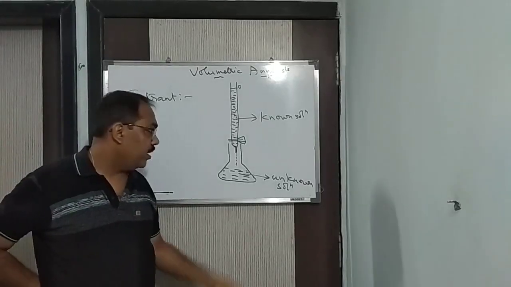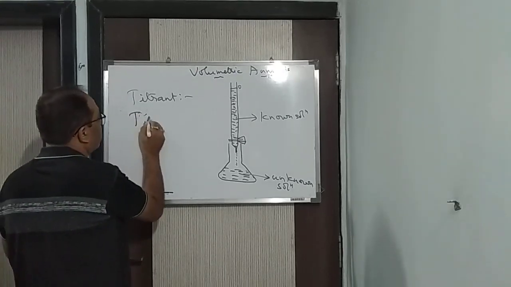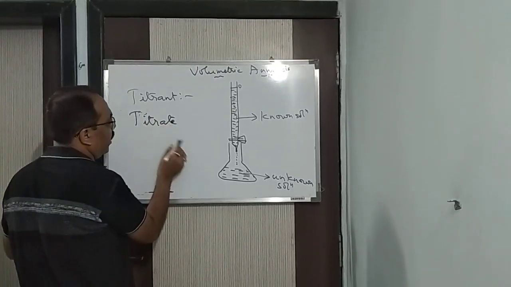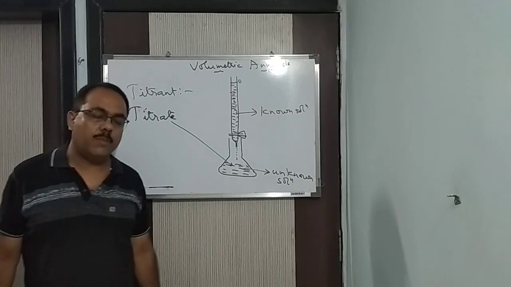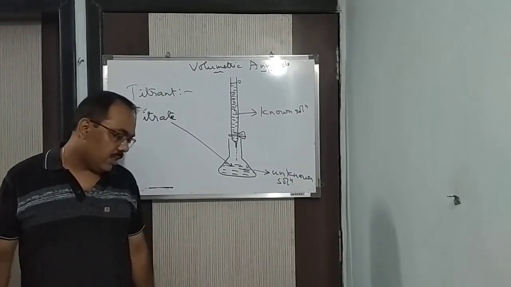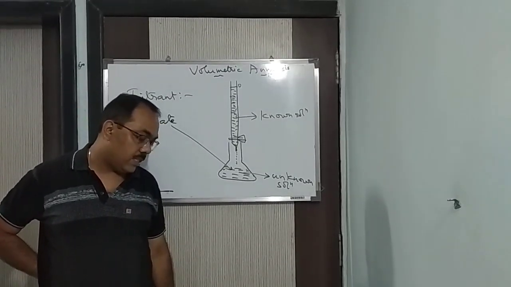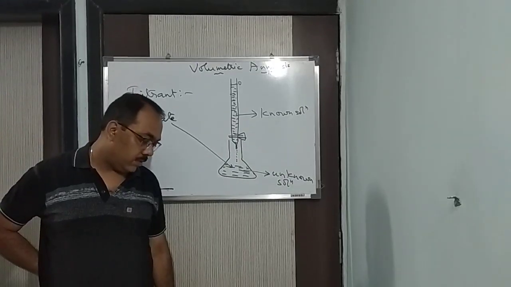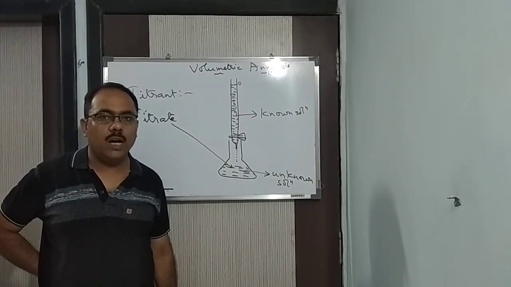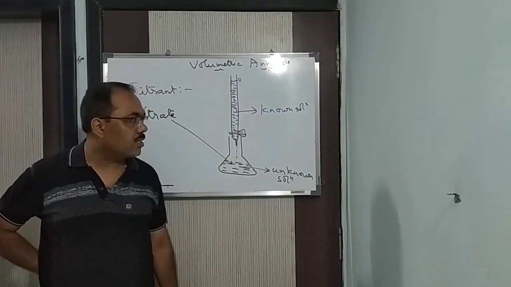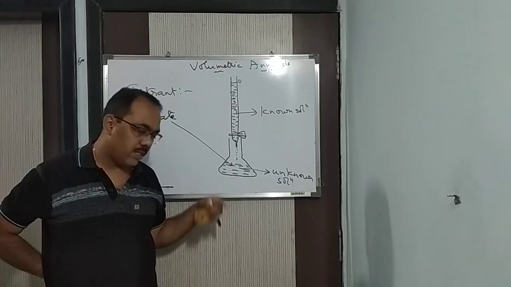Okay. Next is titrate. This is called titrate, which we are adding into the conical flask. The solution consisting of the substance to be estimated is termed unknown solution. The substance is termed titrate. Definitely, we have to know the concentration of this unknown solution. So this is known as titrate.